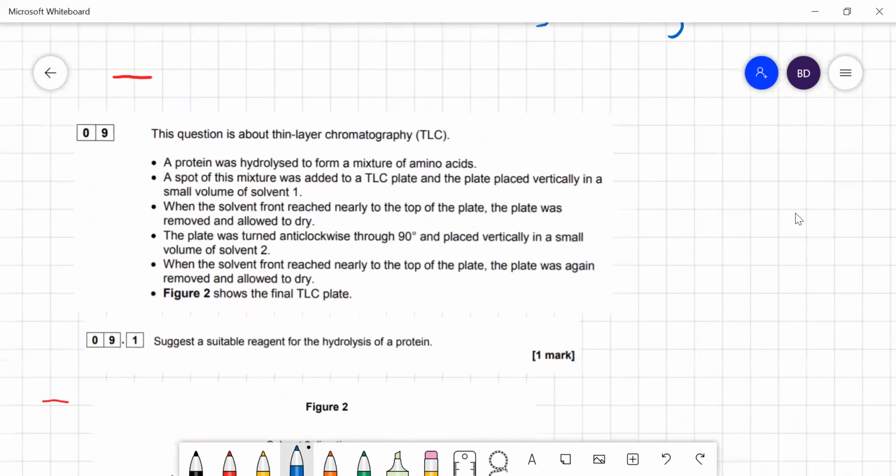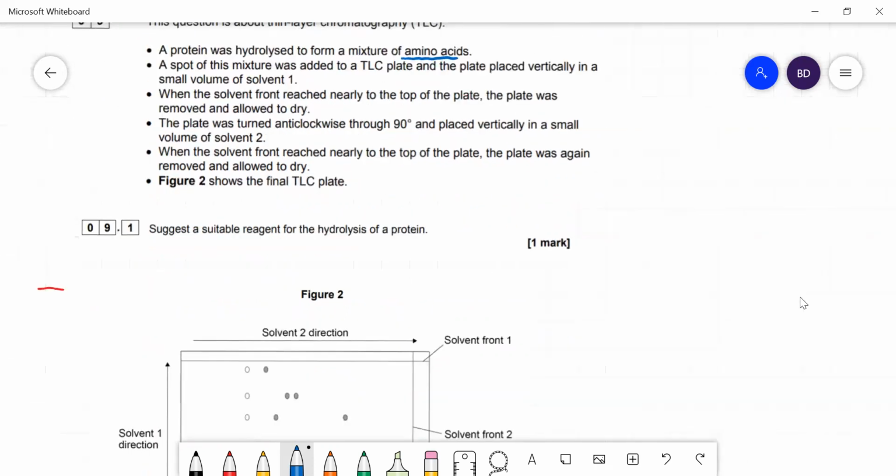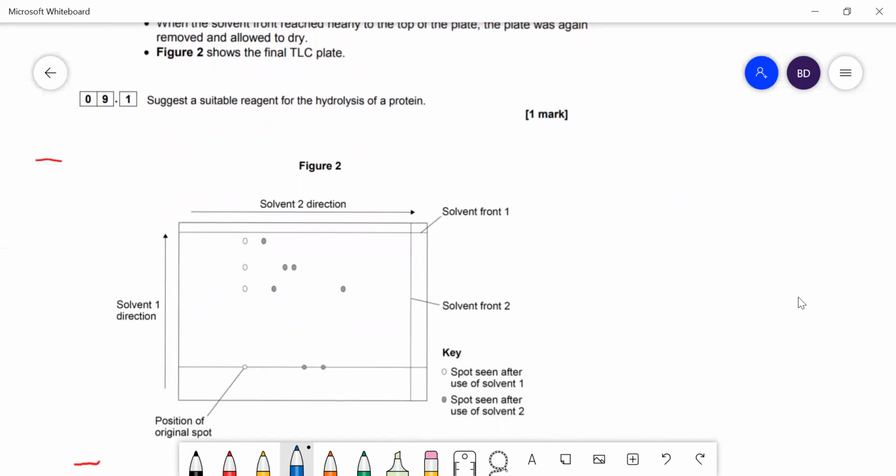Okay, right, here's a question about thin layer chromatography. So you get a protein hydrolyzed and it makes a mixture of amino acids. Okay, so what they have done here, they've done a two-dimensional TLC. So first of all, they put the original spot of hydrolyzed protein on there, and they have run the chromatogram in that direction. And then they've turned it around and used this green line as the start line, and then they've run it in that direction. So two-dimensional TLC.